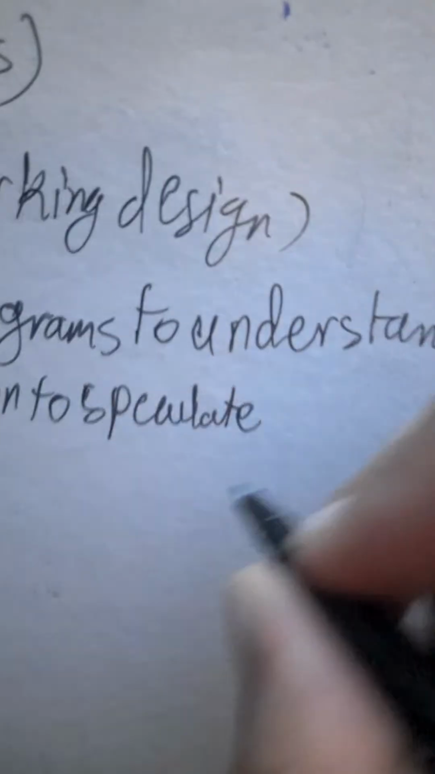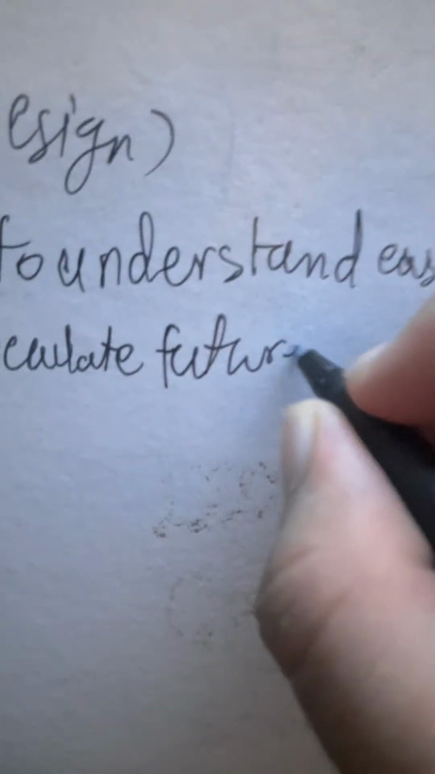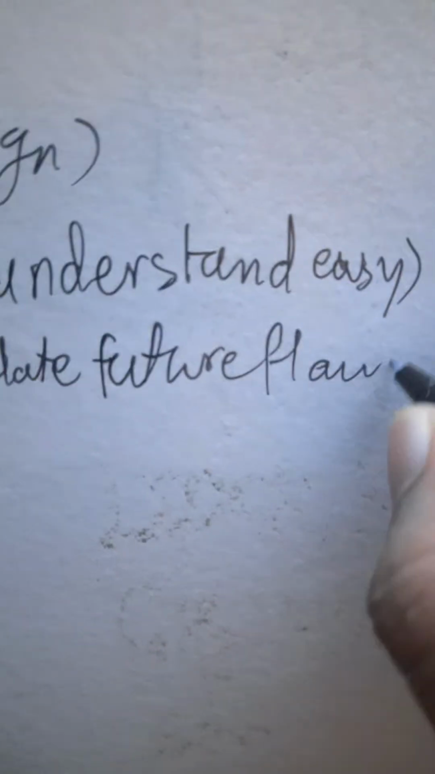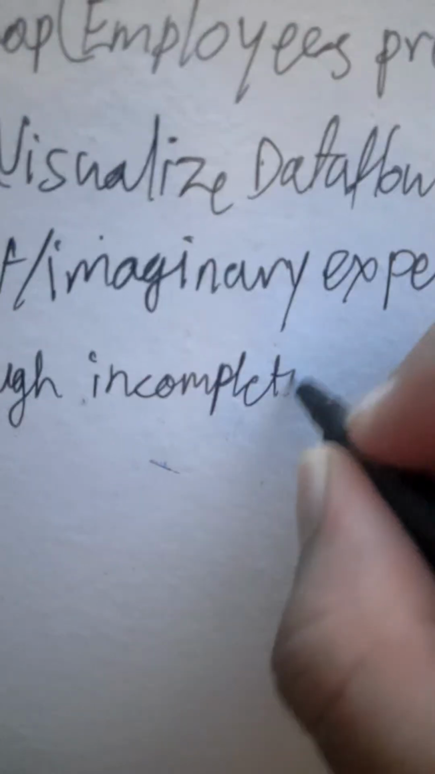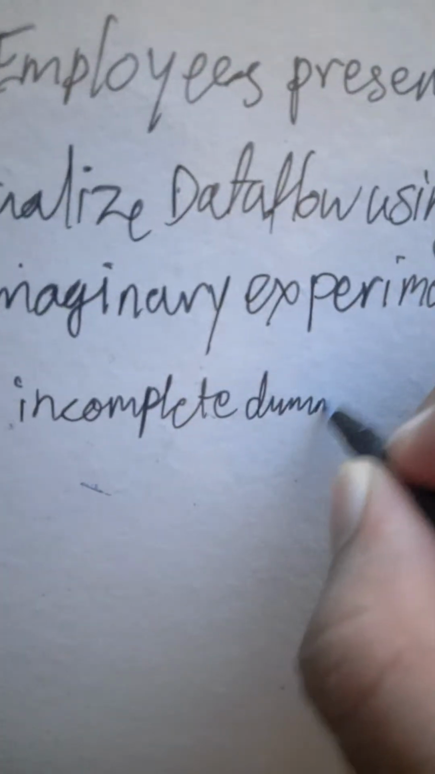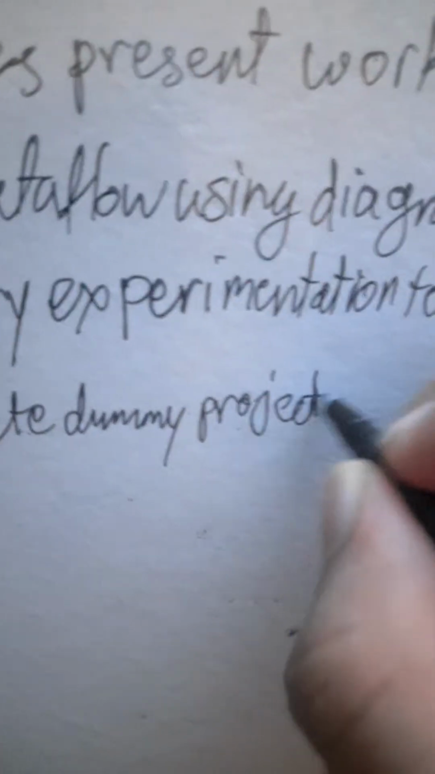So skit, imaginary experimentation to speculate future flaws or gaps, whatever flaws. Let's say, and prototyping is rough, incomplete, dummy project. So time for the explanation.